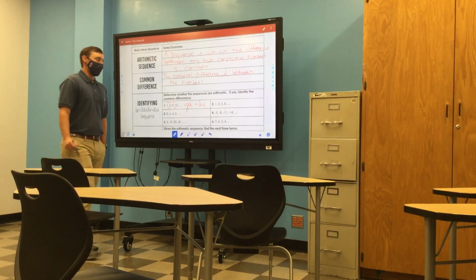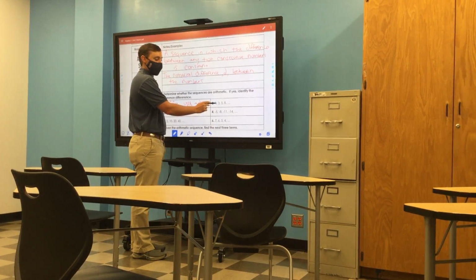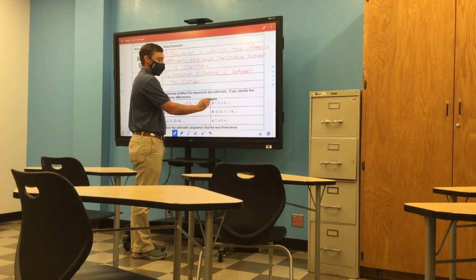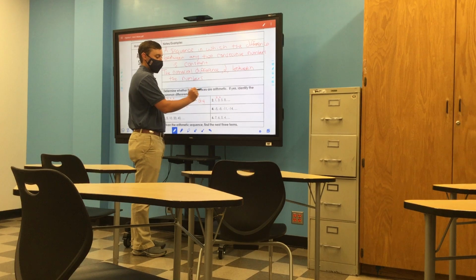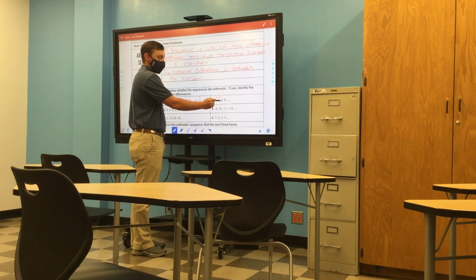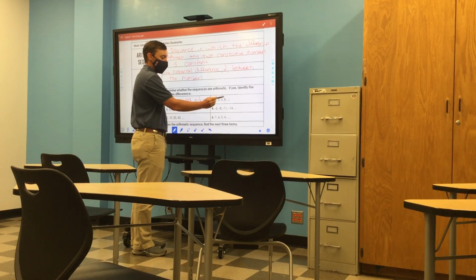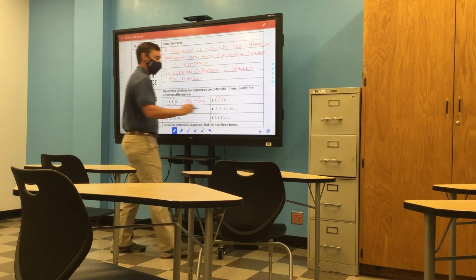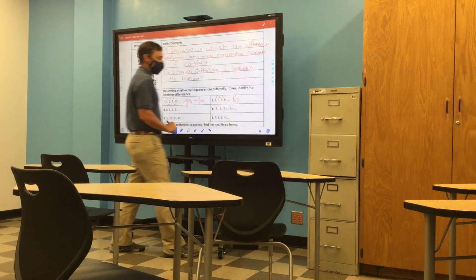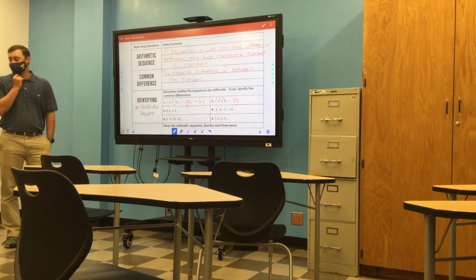Let's look at number 2. To get from 1 to 3, you would have a common difference of 2. From 3 to 5, you would also have 2 in between. But look here, from 5 to 8, what's the difference between 5 and 8? 3. Is that number the same the whole way through? No. So there is not a common difference for number 2, but there was for number 1.